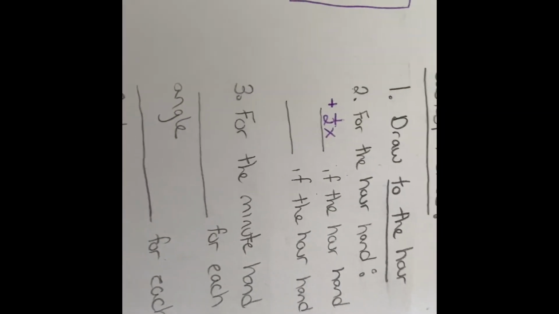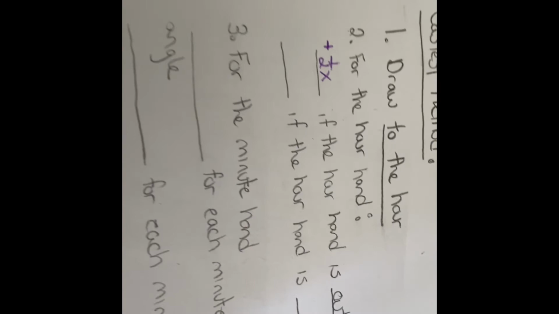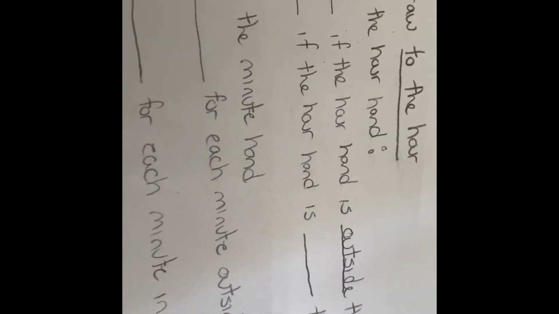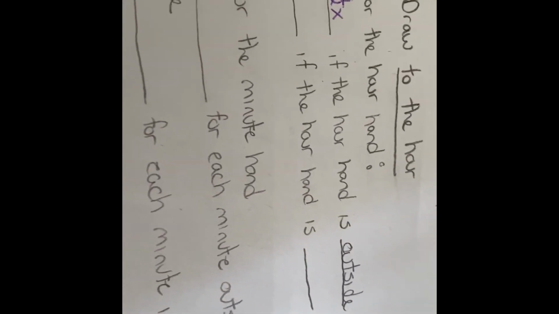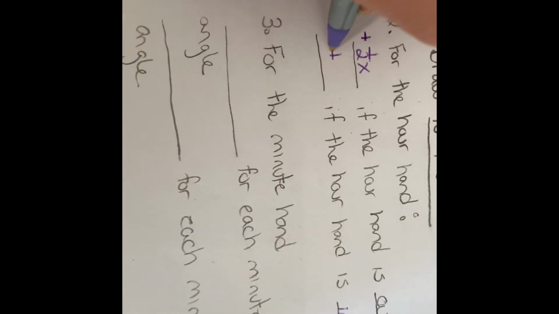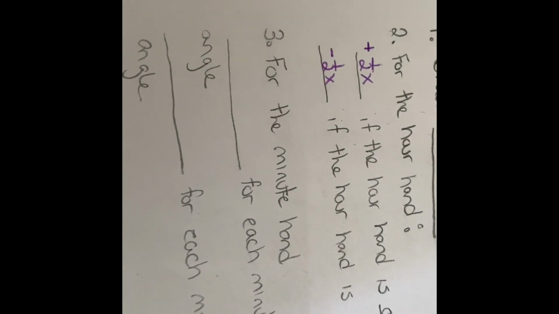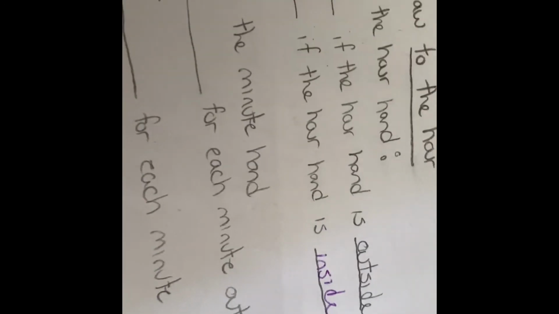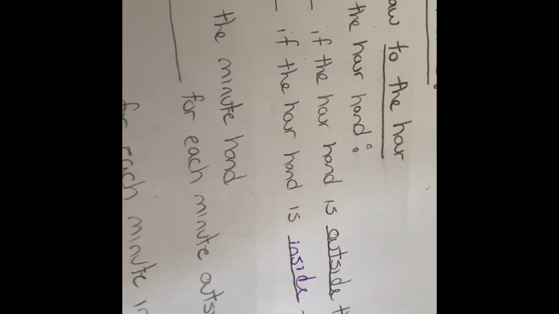Okay, so sticking with this drawing to the hour, let's just summarize the easiest method. So if you always draw to the hour, then for the hour hand, if the hour hand is outside the angle, you're going to be adding that 1/2 x on. If the hour hand is inside of the angle, you're going to be taking it away, which makes sense because it's either getting bigger or smaller depending on what the angle looks like.